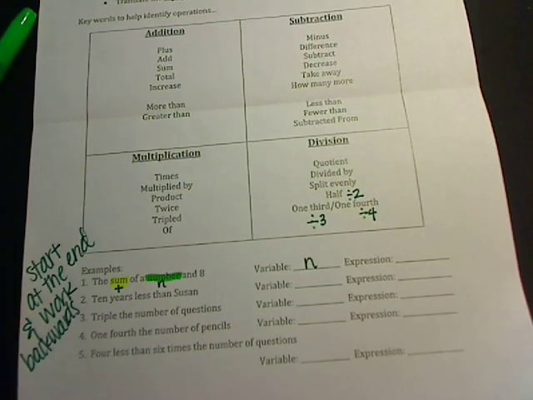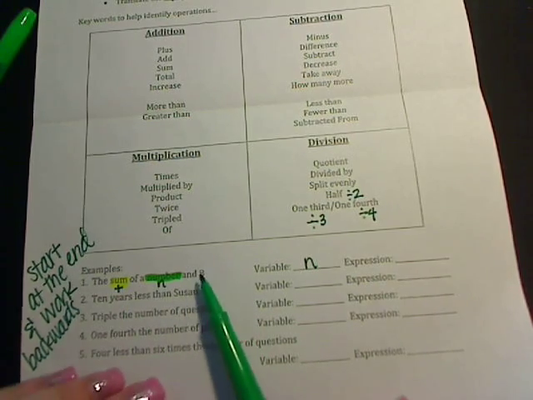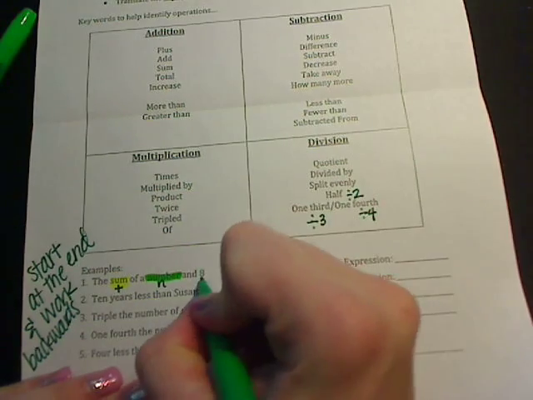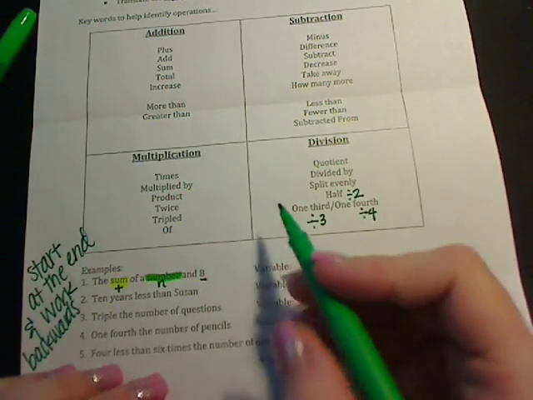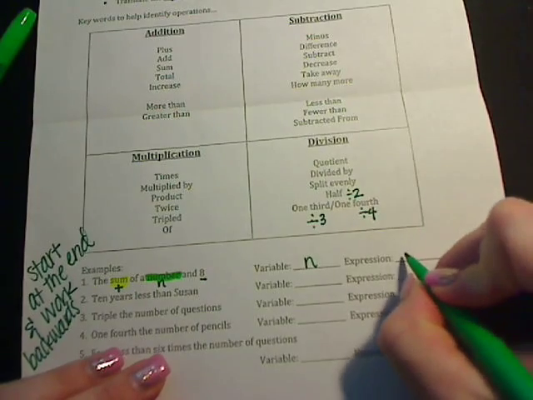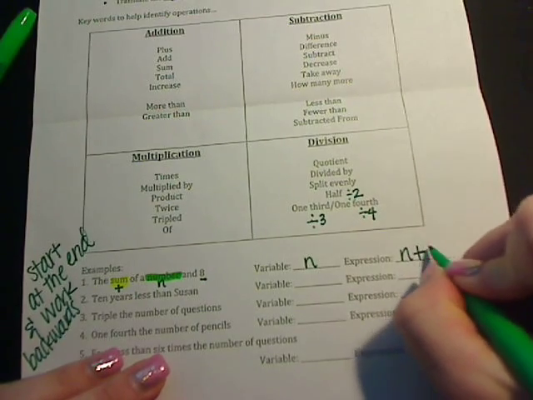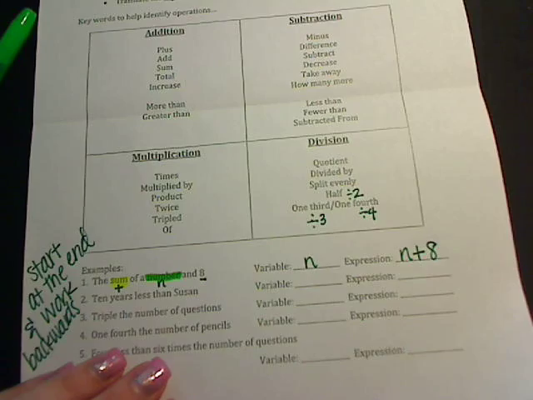That helps me keep my operations in order. Now with addition, it doesn't really matter so much, but with everything else it does. So let's just follow the same rule. Okay, so I need the sum of a number and 8. So that would be 8 plus a number. So a number and 8. The sum of a number and 8. That would be a number plus 8 would get me the sum.